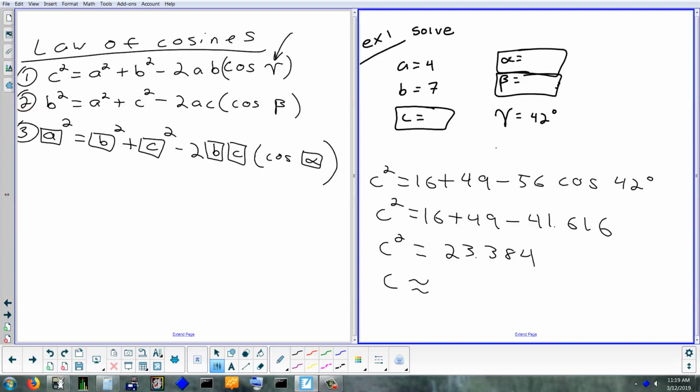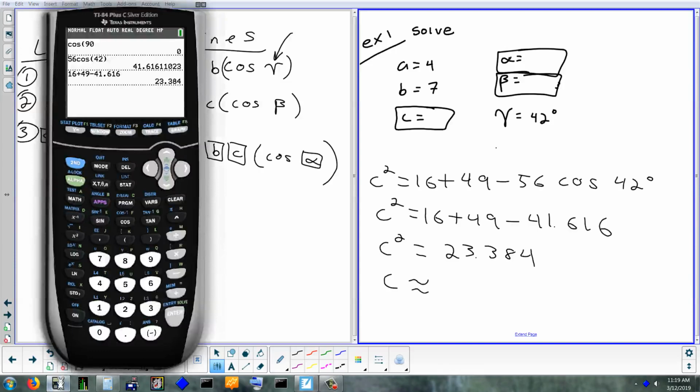Now, how do I get C? I don't want to know C squared. I really want to know just what C is. Take the square root. So I can just take the square root of the last answer I had on the screen. It's about 4.836, and that's C.